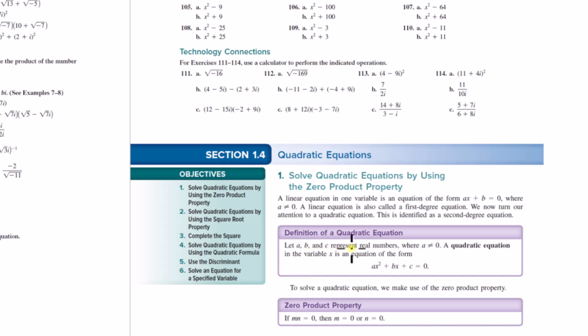Now, the way it says it more officially here is: let A, B, and C represent real numbers where A is not equal to 0, because otherwise you wouldn't have a degree 2 term. A quadratic equation in the variable x is an equation of this form. That's just a more formal way of stating what I just said. Now, it says A, B, and C are real numbers, okay?